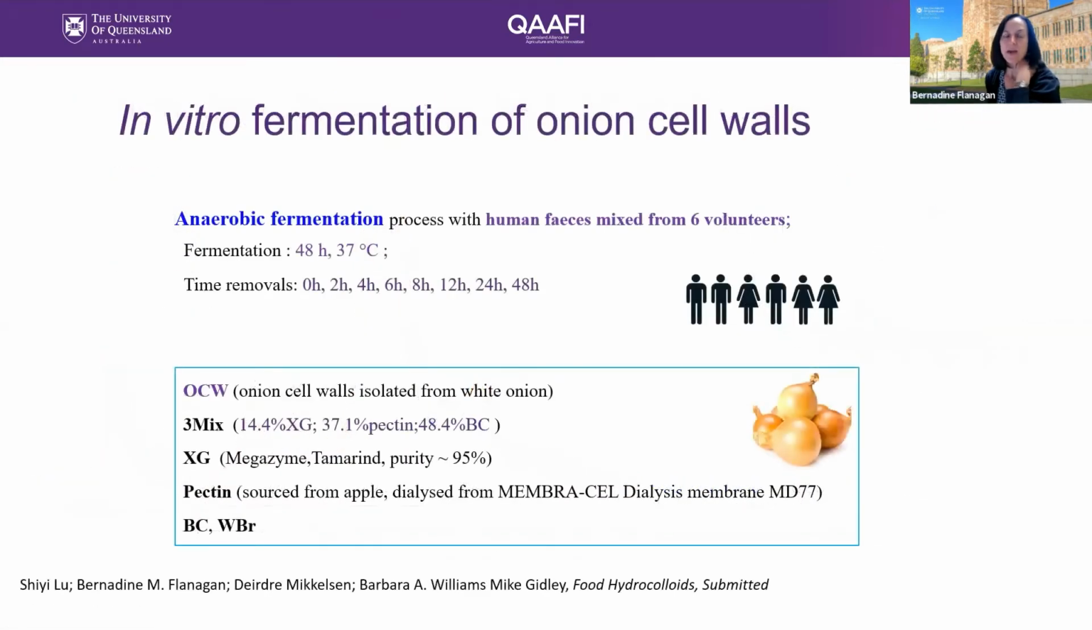So we wanted to compare how the composite degradation compares with the degradation of the onion cell walls. So just to up the complexity a bit, we've gone from the bacterial cellulose composite to whole cell walls, which have xyloglucan, pectin, and cellulose. So to compare them, we have a triple mix of xyloglucan, pectin, and bacterial cellulose, and they're in the ratios that we found from analyzing the onion cell wall. And we also have the pure polysaccharides, bacterial cellulose, and again, wheat bran as a control.